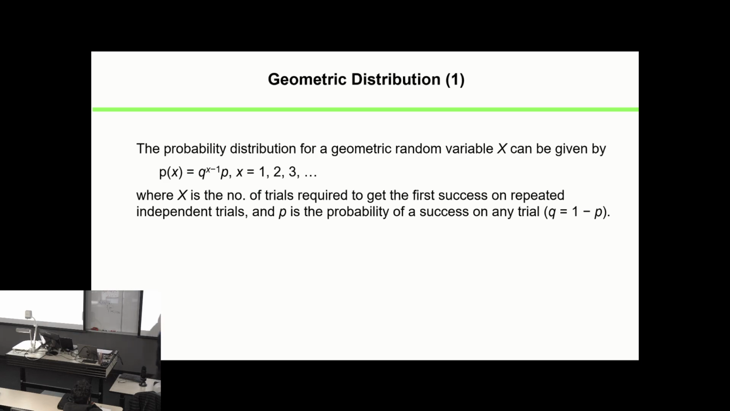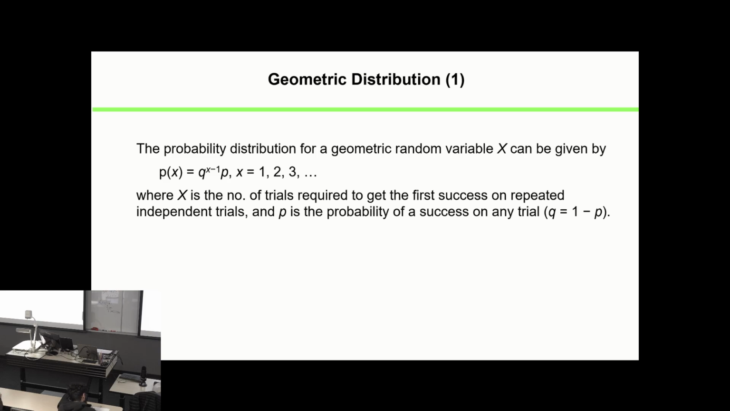The probability distribution for a geometric random variable X can be given by p(x) = q^(x-1) times p, where x takes on values 1, 2, 3, etc. I have to define my x, my p, and my q carefully here. X is the number of trials required to get the first success on repeated independent trials. This is important: the trials are independent. And p is the probability of a success on any trial.